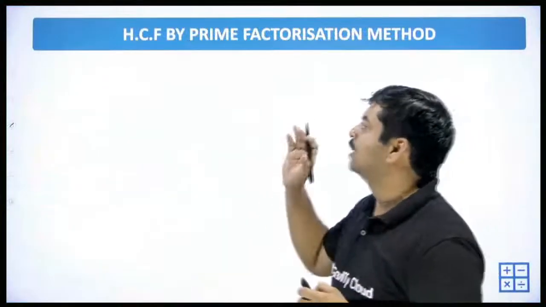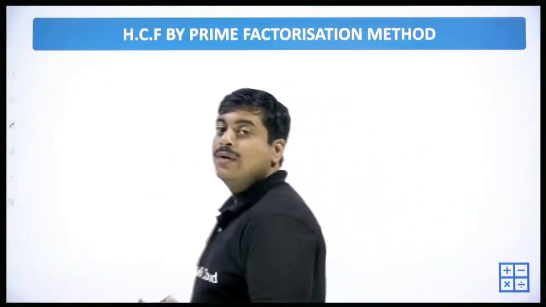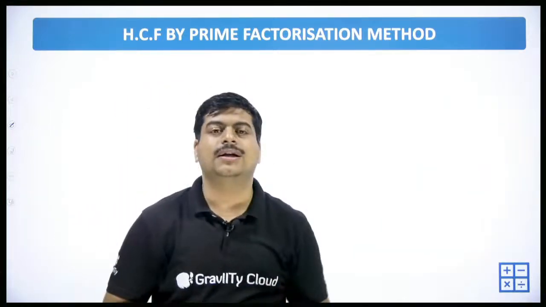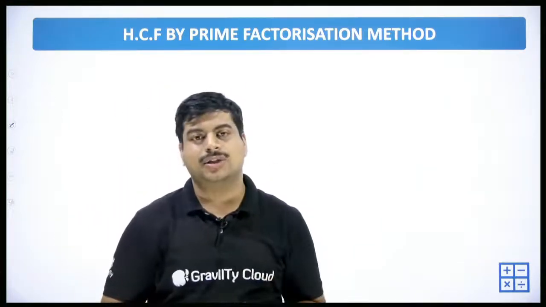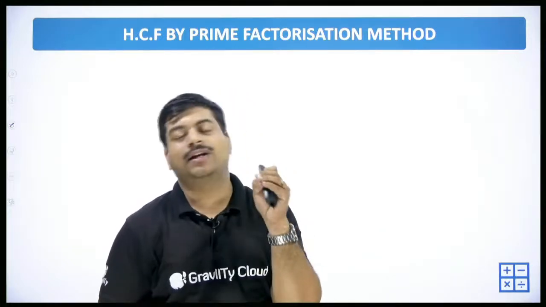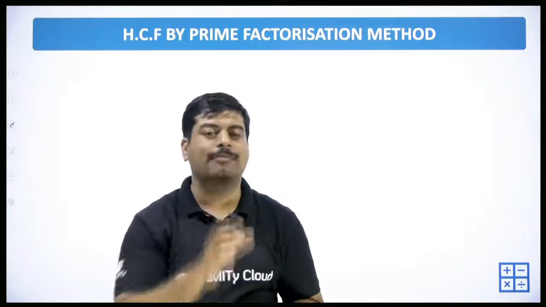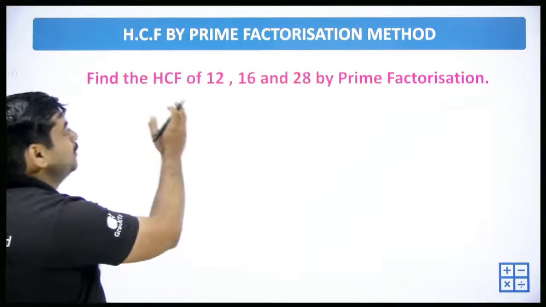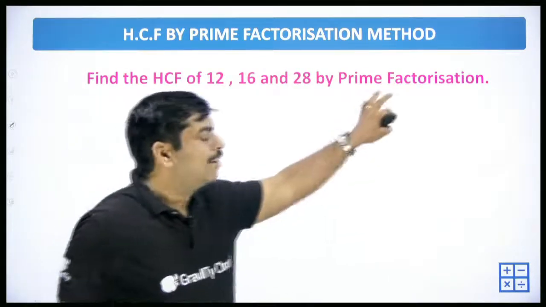Let's start today's session. So, as in the last class, when we discussed about HCF, which is the highest common factor, we learned a method called prime factorization, how to find the prime factors of a given number. Using that method, let us try to find HCF of 12, 16 and 28 using prime factorization.